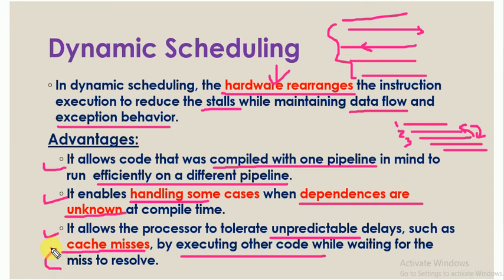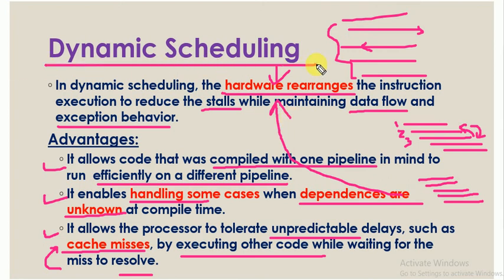That means one that misses the cache will be waiting and some other instruction will be executed in the pipeline. That means a normal flow of pipeline will be reordered with the support of hardware. That is called dynamic scheduling. In many situations we need to go for this dynamic scheduling so that we can rearrange the instructions and give better performance to instruction level parallelism if it is executed with the support of dynamic scheduling.